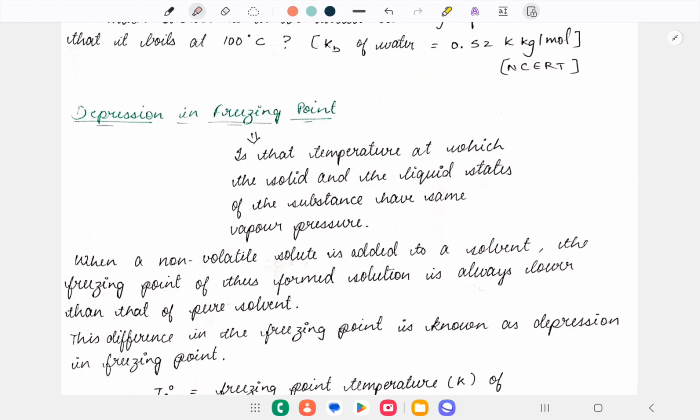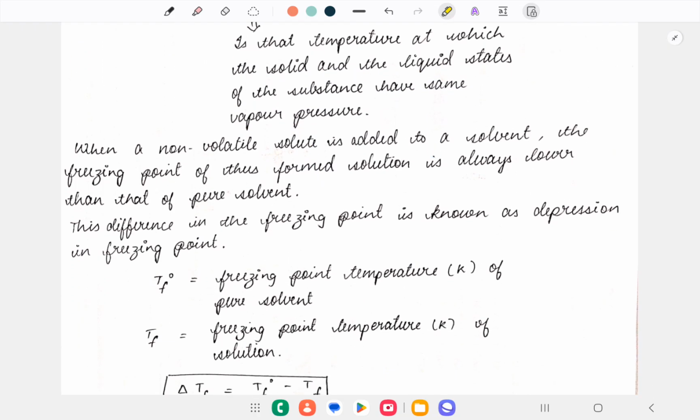Now moving on to the depression in the freezing point. So what is the freezing point? The freezing point is the temperature at which the solid and the liquid states of a substance have the same vapor pressure. When a non-volatile solute is added to a solvent, the freezing point of the solution formed is always lower than that of the pure solvent.